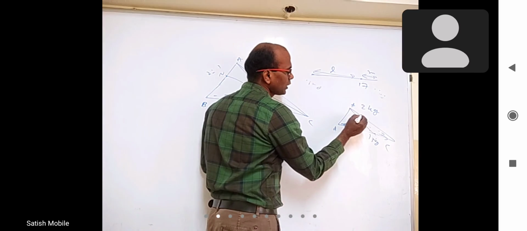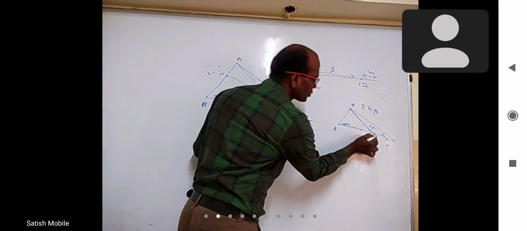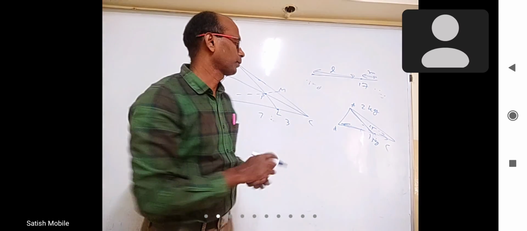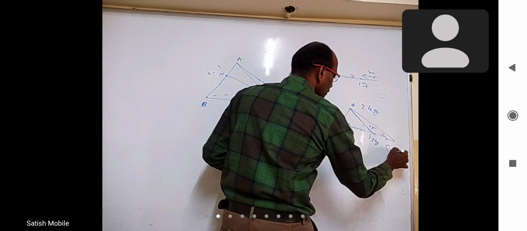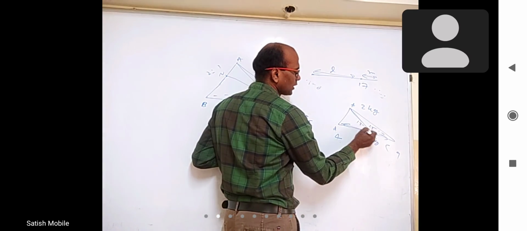Remove these two and put a mass of 15 kg here, in such a way that this length is to this length will be what? 13 is to 2. Okay. So back to again, this is 9 and this is 4. Okay, so this is 13 is to 2.